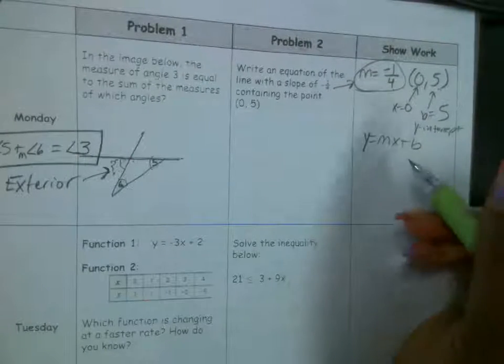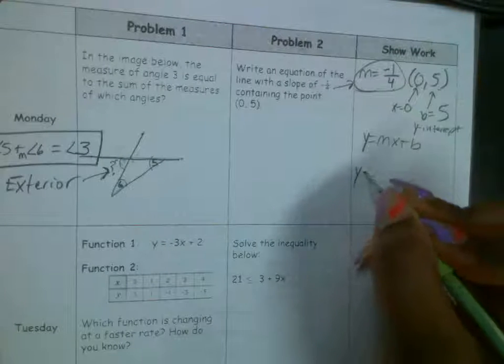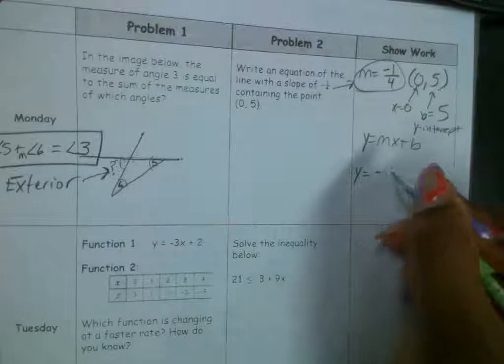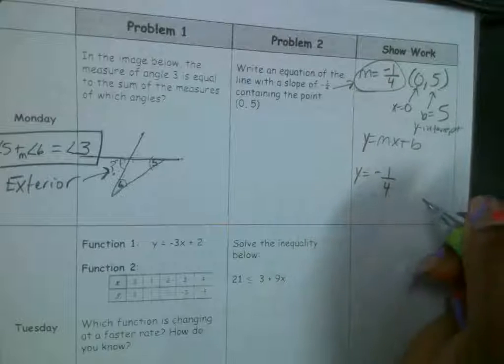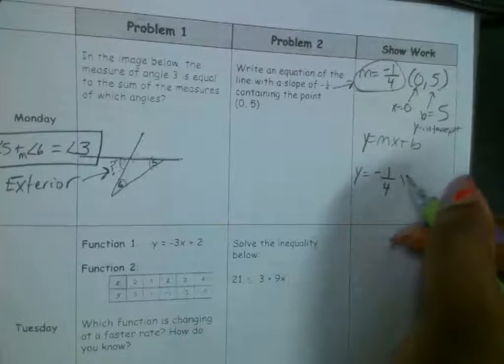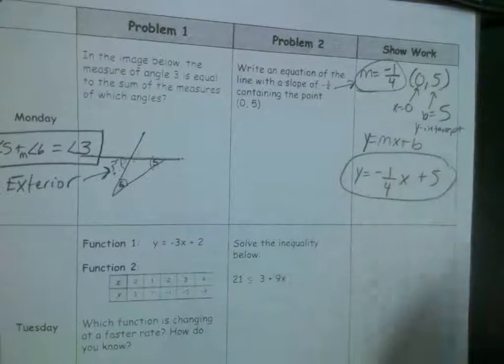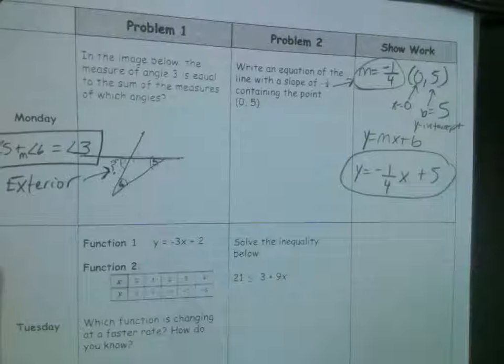Make sure you write this down, okay? How do I do that? Negative 1/4 plus b. Plus 5. What did we forget? x. Well, yeah, plus 5. You're right. Okay, good job. Any questions?